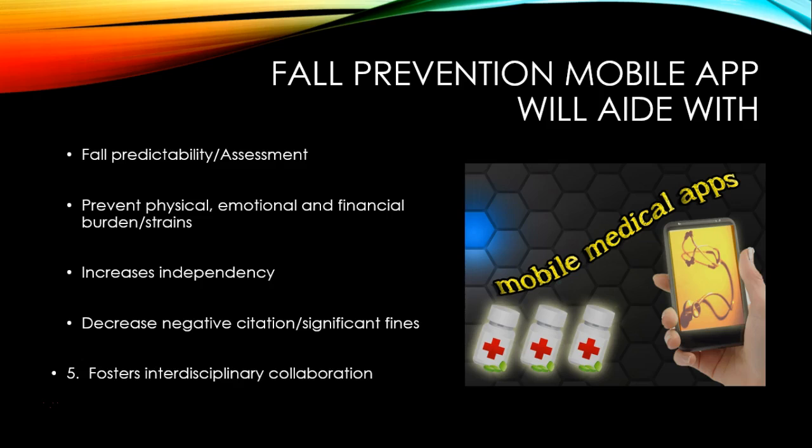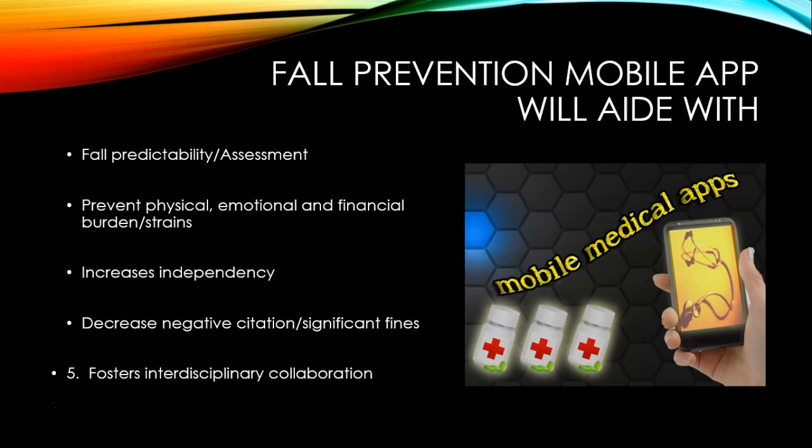financially. As stated in the previous slides, we have a thorough understanding of what the problem is. The problem is the increased fall rates in skilled nursing facilities among the older adult population. And what is a possible solution that can help, if not eliminate, reduce the rate of falls among this population? The solution that I have today is the innovation of the Fall Prevention mobile app.